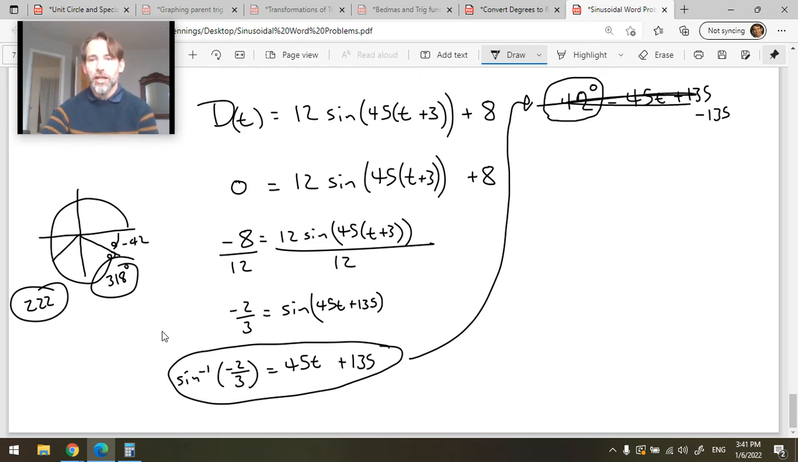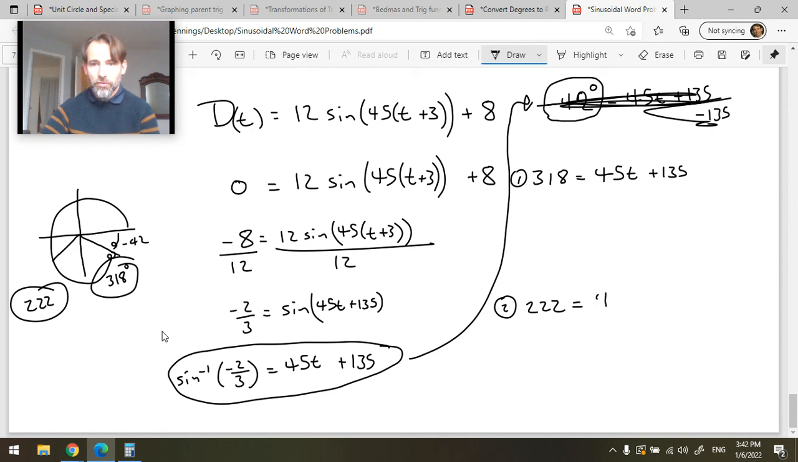So we get too many equations, actually. I'm not going to use this equation. Too many equations to solve. We have 318 is equal to 45t plus 135. That's going to give us solution number 1. And solution number 2 is going to come from 222 is equal to 45t plus 135. Okay, so now let's do our inverse operations. We're going to subtract 135 from both sides.